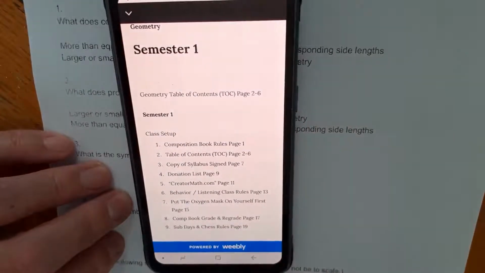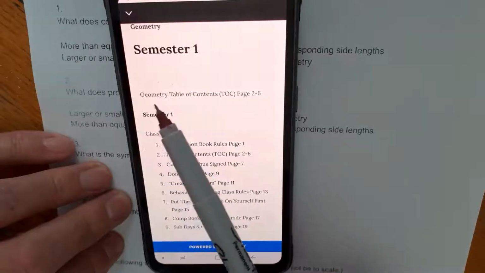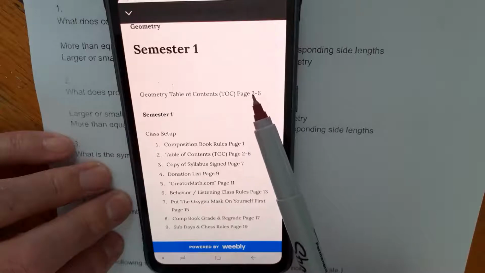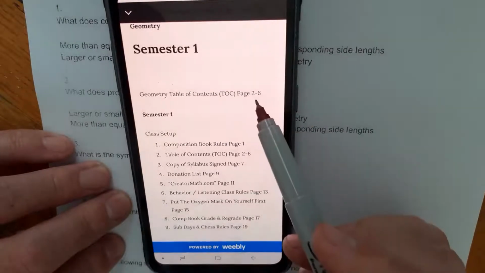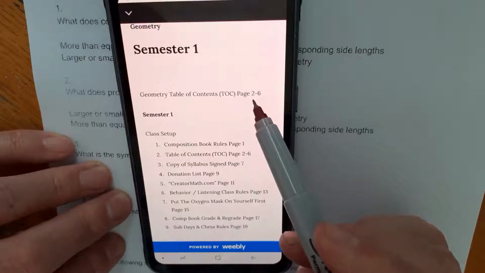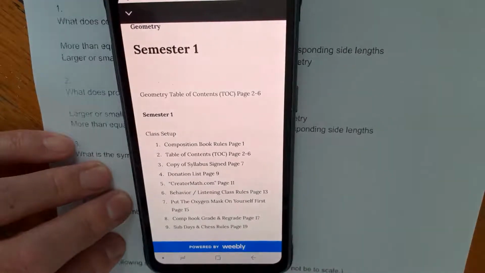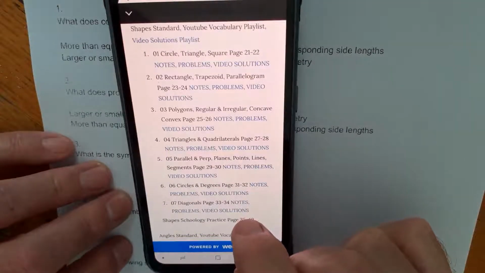Now we're going to scroll to the semester and the table of contents. So for this particular video, it's semester 1. This is the geometry table of contents. You should have copied this entire table of contents for semester 1 onto pages 2 through 6 of your composition book by now. If you haven't, please stop what you're doing and do it now. By the way, there's videos back on the home page of how to number your pages and video examples of great composition books, etc. Watch all those videos and you'll understand a lot more if you don't understand the composition book.